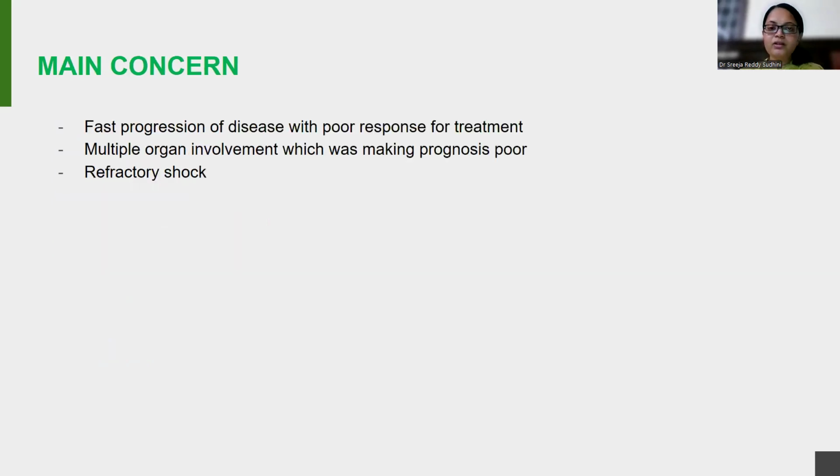So the main concern was the fast progression of the disease, which had a poor response to treatment, because the patient was diagnosed just a year back with Ewing sarcoma of the left knee, post chemotherapy and post amputation. But during the course of chemotherapy itself, the patient developed pulmonary mets, which indicates a very fast progression with a poor response to the treatment. And later we can notice multiple organs like brain, lungs, and everything. And during this course, we have noticed some sort of enlargements or some sort of deposits even in the liver. So multiple organ involvement is also there, which is making the prognosis poor. And the patient was having refractory shock.